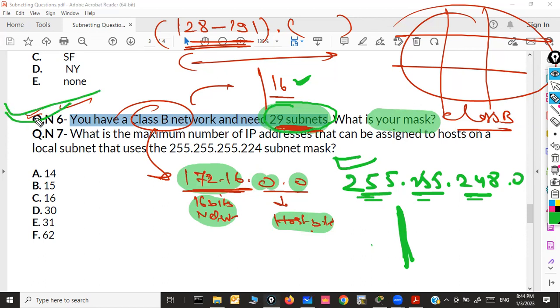I'm looking for the answer to question number 6. Do you remember how we write CIDR notation or CIDR block? /25? No, 16 is the default, right, without subnetting. But if you have already borrowed bits from the network portion, if I have already subnetted, then it would definitely be greater than 16.